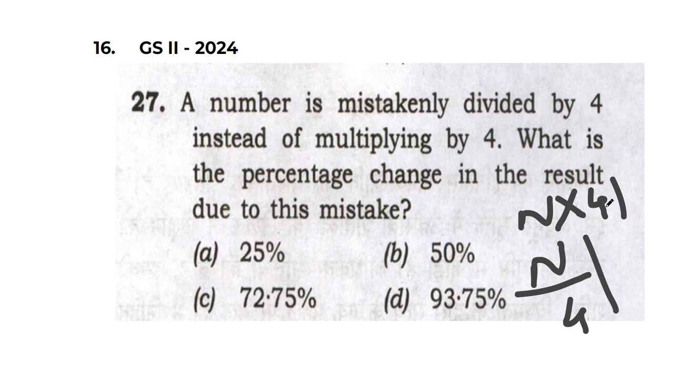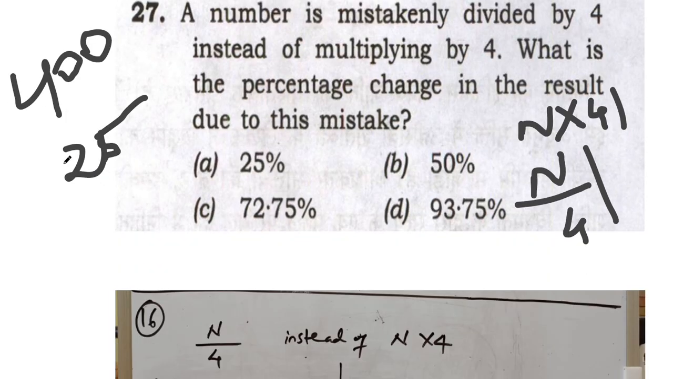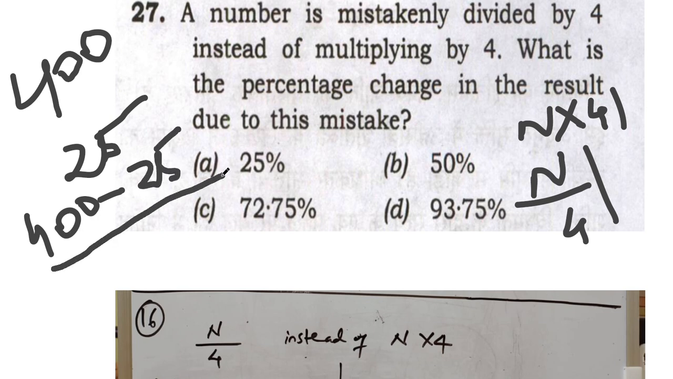So if n is 100, if you multiply n, that is 100 into 4, you will get 400. And similarly, if you divide n, that is 100 by 4, you will get 25. So how will we get the percentage change in the result? We will get it by doing 400 minus 25, because that is the change in the result. What will come in the base?